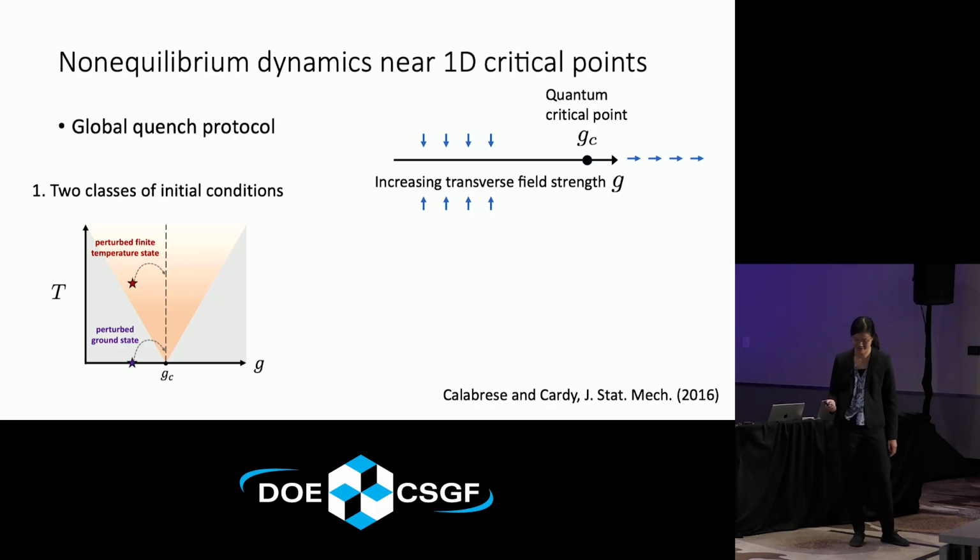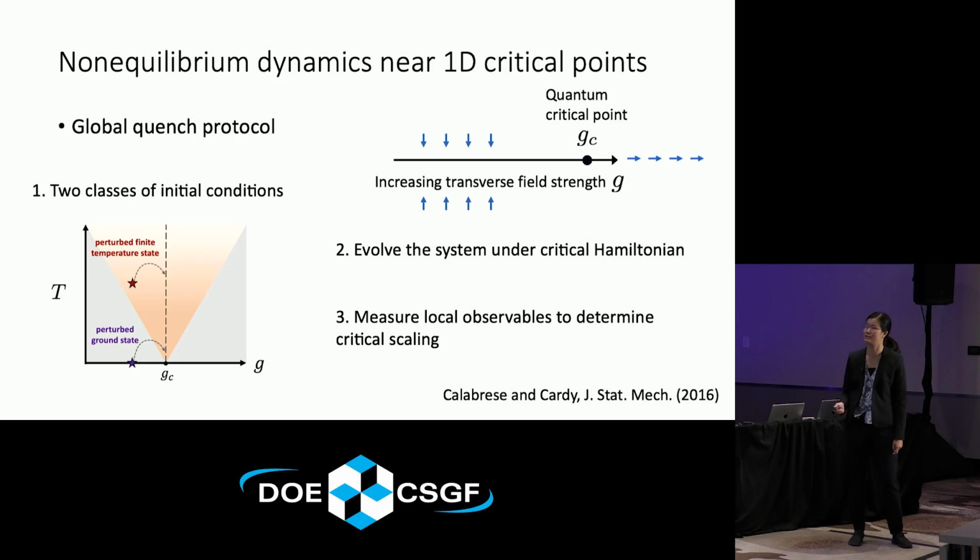So there are many different protocols that we can study. We focus on a particular one that's non-equilibrium, known as a global quench. We start off by choosing two different types of initial conditions. One is a ground state that is near the critical point here, and the second is a finite temperature state that is also near the critical point. Using either of these two classes, we then quench the system, which is to say we do time evolution under the critical Hamiltonian. And the final step is that we measure local observables in order to determine their critical scaling. So this is the part where there's a lot of data interpretation to figure out how this is related to the phase transitions.